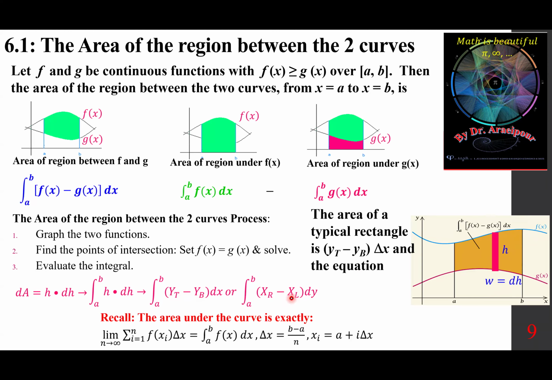It's very important to know which one is the case and what you are going to write. We are going to look at some examples. So the integral from a to b of f of x minus g of x times dx.